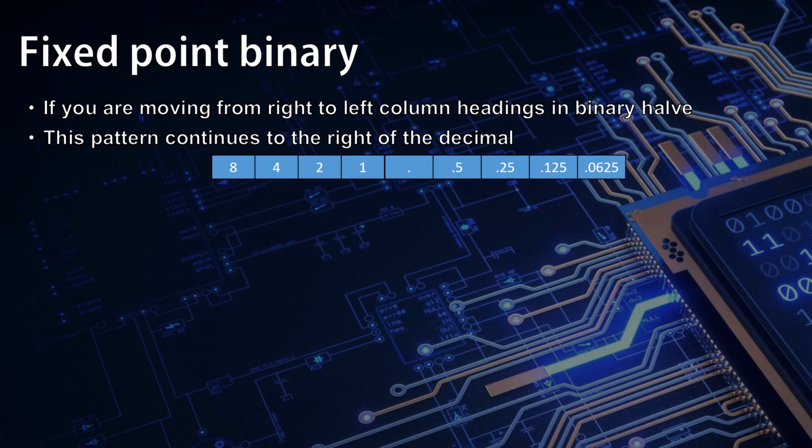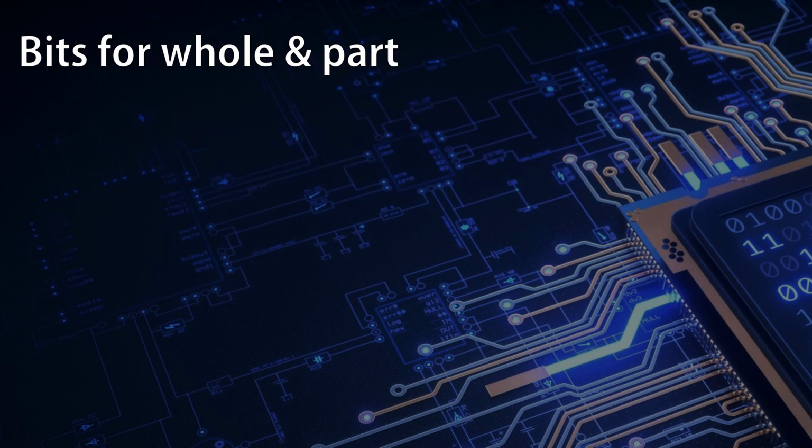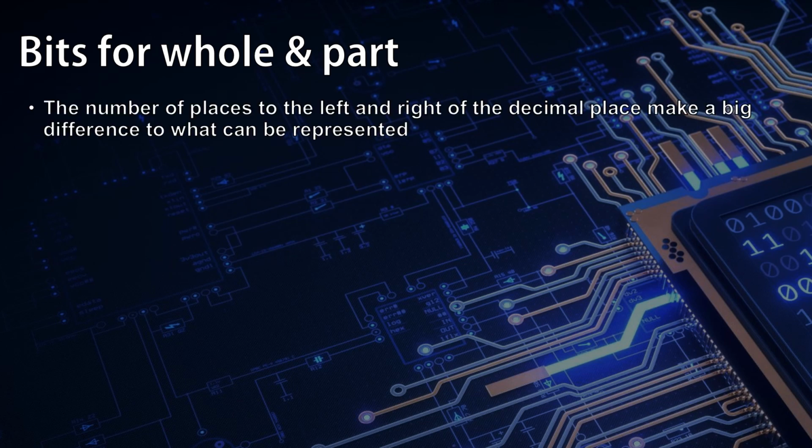So to represent a number such as 6.625, we would put a 1 in the fours column, a 1 in the twos column, a 1 in the halves column, and a 1 in the 0.125s column. The number of places to the left and right of the decimal place make a big difference to what numbers can be represented and what numbers are being represented.